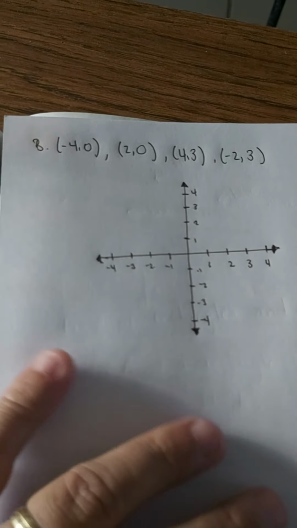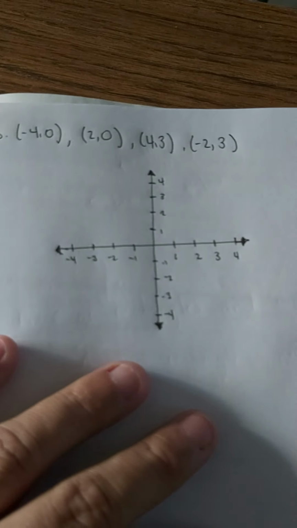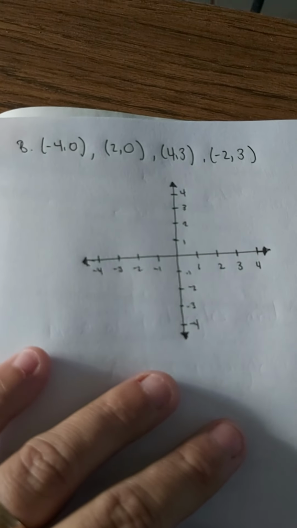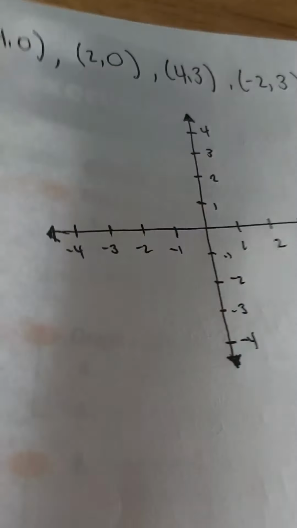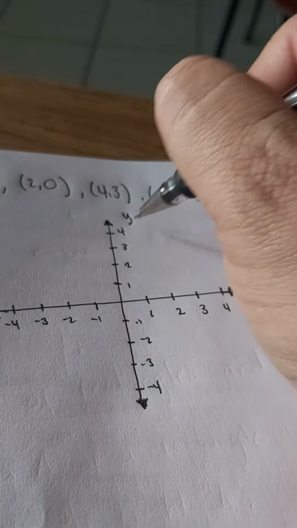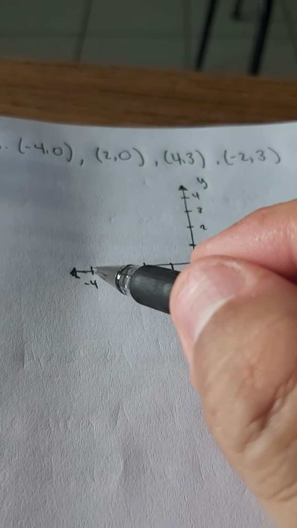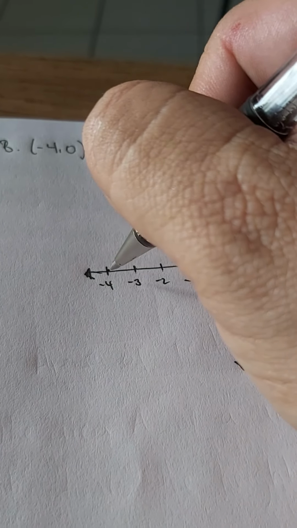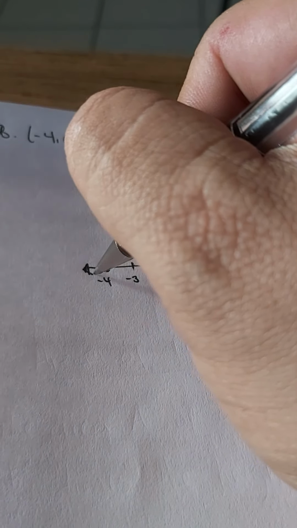Now, part B. Okay, same instructions. We're going to graph those 4 points. Okay, and then we find the area of the figure. So let's start. First point is x -4, y 0. So this is the x-axis. This is the y-axis. X -4, -1, -2, -3, -4, y 0. So we don't have to move up or down. This will be the location of our first point. Let's call that point A.